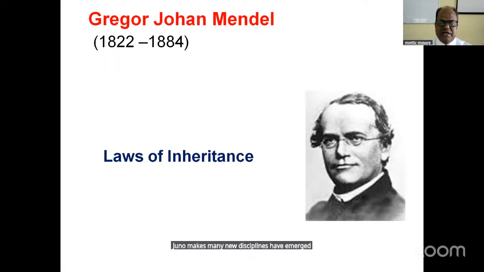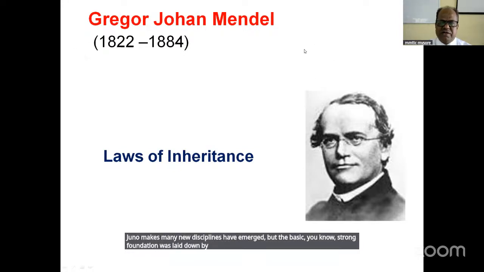But the basic, strong foundation was laid down by a monk. He was a monk in a church, and he was interested in understanding how characters which are present in parents are transmitted to the offspring. By that, he developed a theory called laws of inheritance. There are 3 laws, which modern biology is revolving around.